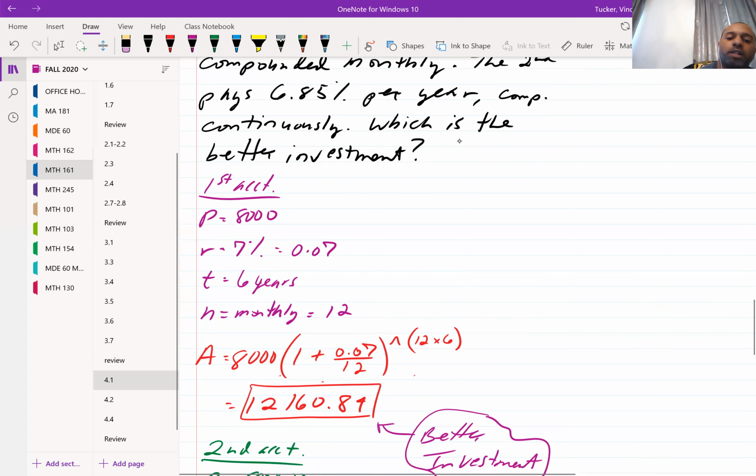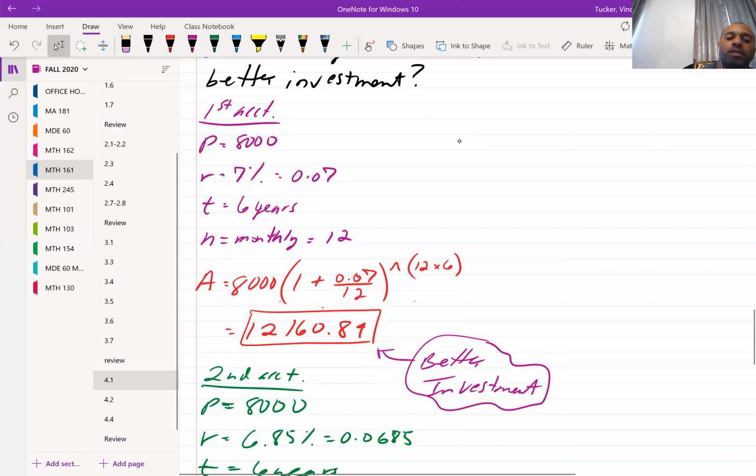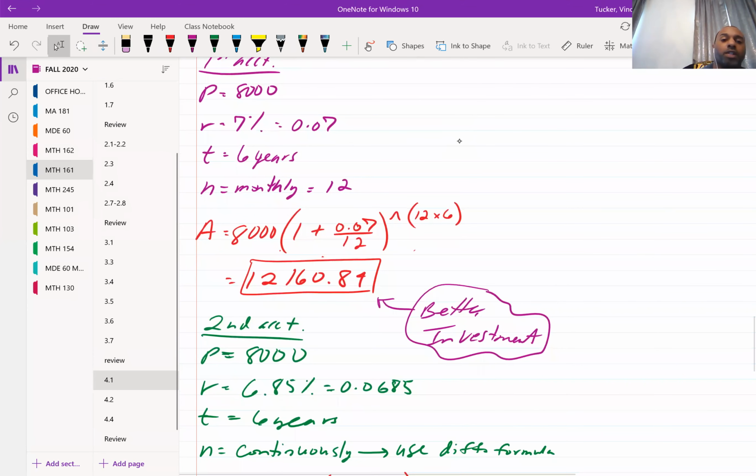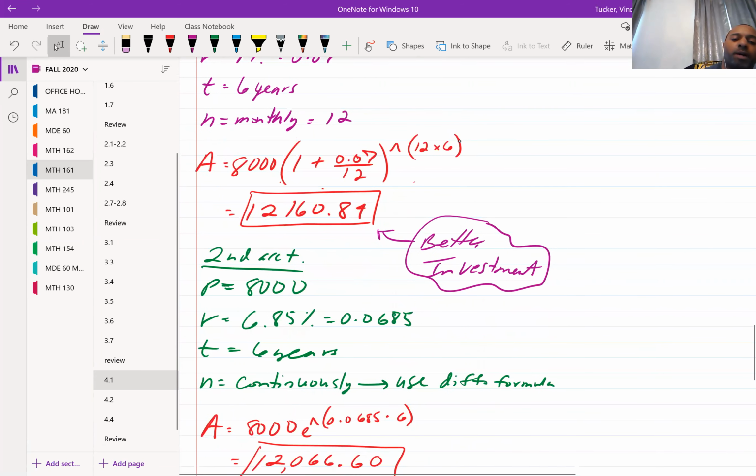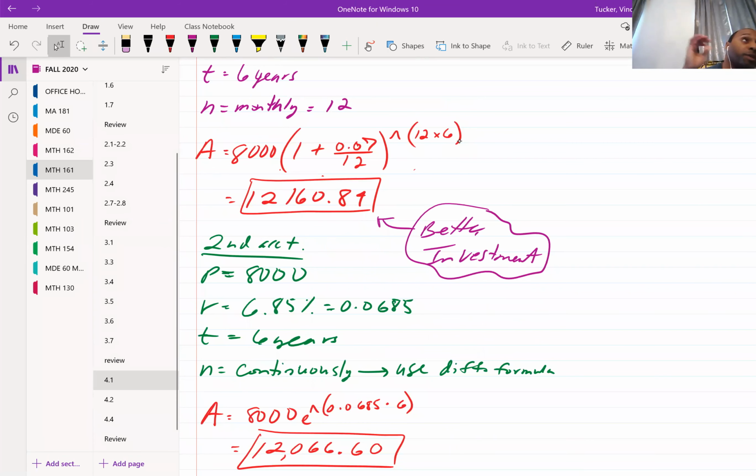All right, looking at the next one. So it's still $8,000 that we're depositing, but this time the rate is 6.85%. Still going to be 6 years, but we're compounding continuously. So we're going to use that different formula. The second formula is down bottom. The second formula that was given. So it's P times e to the r times t power. And that's what we did down here. 8,000 times e to the 0.0685 times 6.